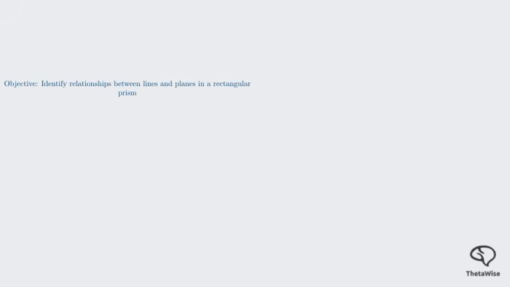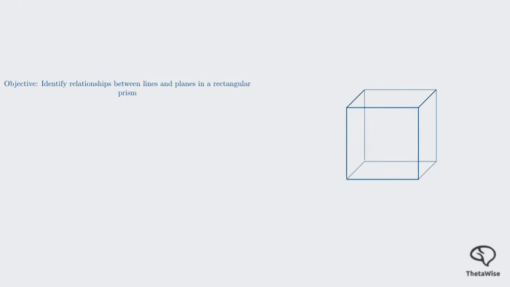In this lesson, we will analyze the geometric properties of a rectangular prism to determine which of the provided statements is true. By the end of this video, you will be able to distinguish between parallel, perpendicular, and skew lines in three-dimensional space. Let's look at our figure.